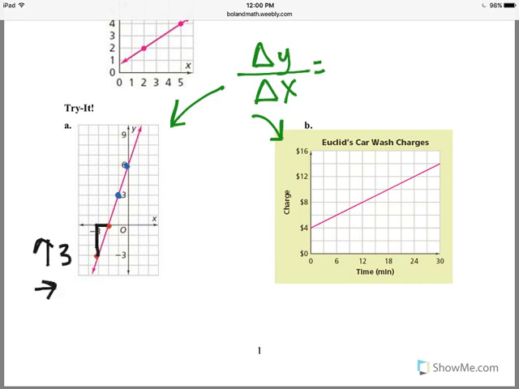Then you check again. Look at the graph. Do I keep going up 1, 2, 3 and over 1? Do I land on my line?